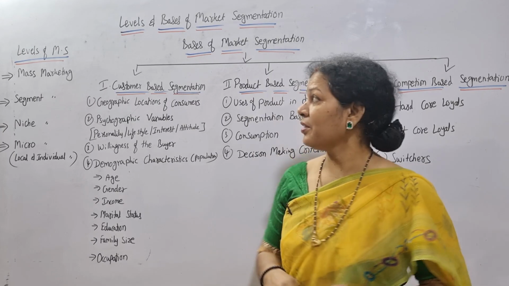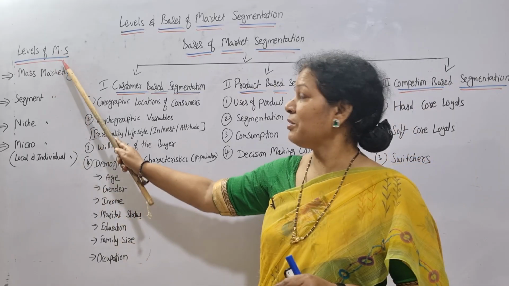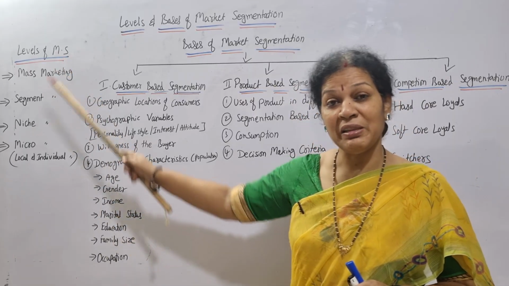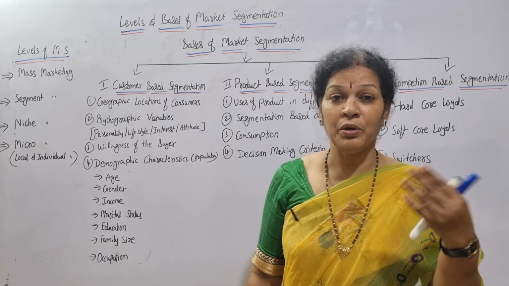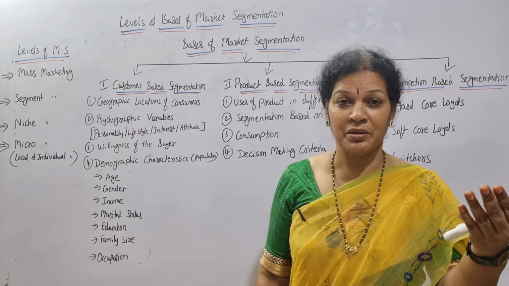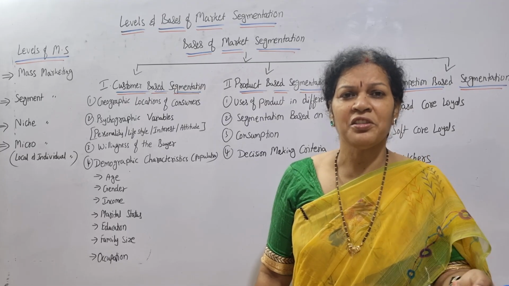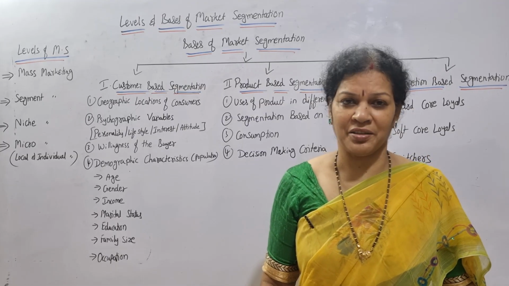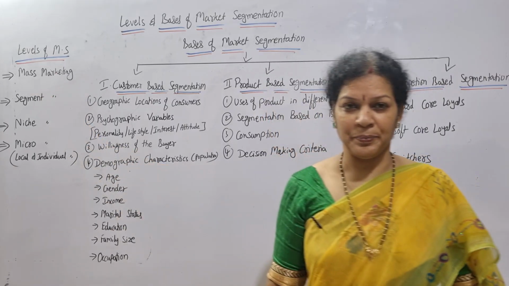First, let us focus on the levels of marketing segmentation. MS means marketing segmentation. Levels of marketing segmentation. How many levels are there? 4 levels are there. How do you want to segment the market? Related to those levels, if you understand which level you want to go to, you can start. First level is mass marketing.